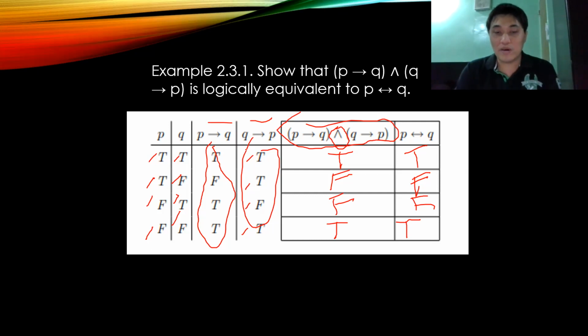Assume P is true and Q is false, then P implies Q is false. So the conjunction also must be false. Assume P is false and Q is true, then Q implies P is false. So the conjunction is also false. We exhausted all the possibilities, so the two propositions must be logically equivalent.